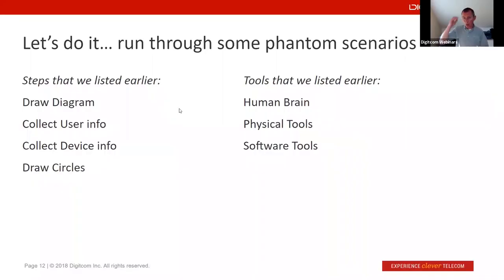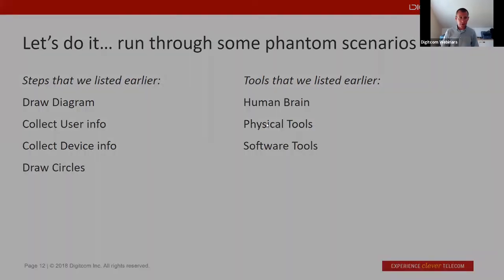So let's do it real quick here. It's gotta be quick because we're already out of time. So let's run through a couple of phantom scenarios. The steps that we discussed were draw a diagram, collect user info, collect device info, draw some circles. And what we're going to use is, of course, human brain, physical tools, software tools. And we're going to do this all by creating this phantom scenario here.